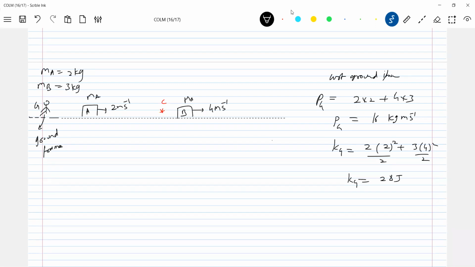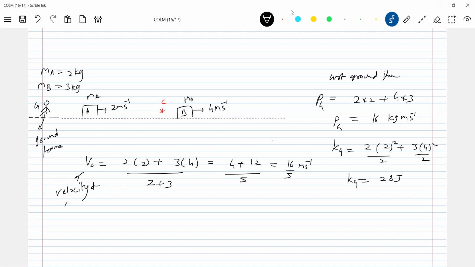So we'll first calculate the velocity of center of mass. What is the velocity of center of mass? It should be 2 into 2 plus 3 into 4 by the mass of the system, 2 plus 3. That is 4 plus 12 by 5. So this should be equal to how much? 16 by 5 meter per second. This is the velocity of center of mass of the system.